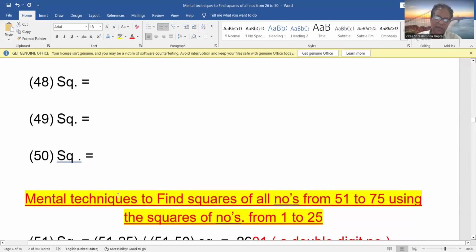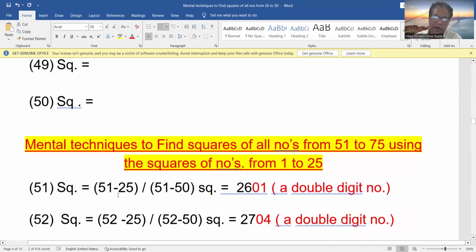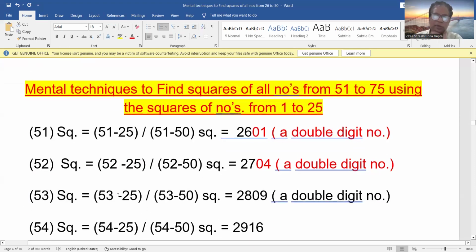Right? Now, another technique I am showing you, to find the square of the numbers in a different way. Suppose you have to find the square of 51. Now, the technique is you always subtract 25 from the given number. That is the first part, that is the left part. And then you always subtract 50 from the given number. In the left-hand part, you always subtract 25. In the right-hand part, you always subtract 50, and then make a square of that. Now 51 minus 25 is 26 and 51 minus 50 is equal to 1. 1 square is equal to 1, but because I require a double digit number, I make it 01. So my answer is 2601.